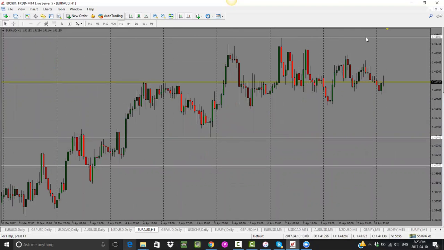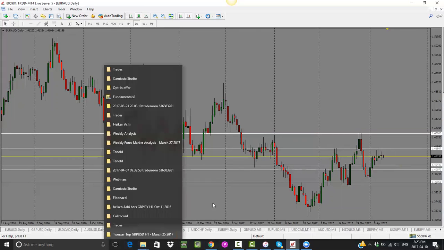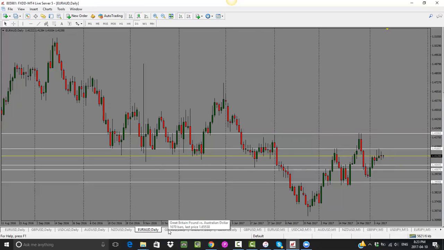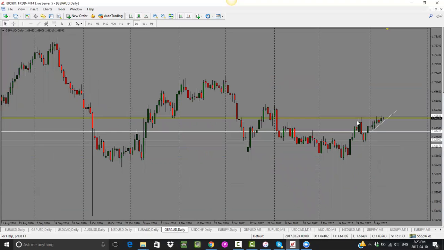Here's our top here. Price is smack in the middle of the range. So there could be a potential opportunity to play that as well. So that's our Euro Aussie. And then Euro Pound was another one I was looking at.